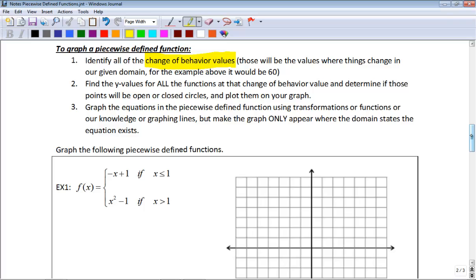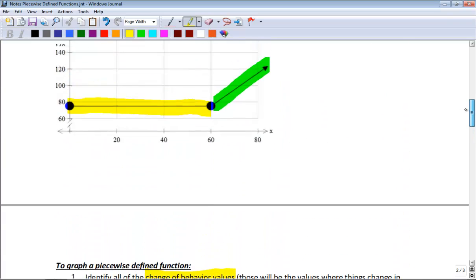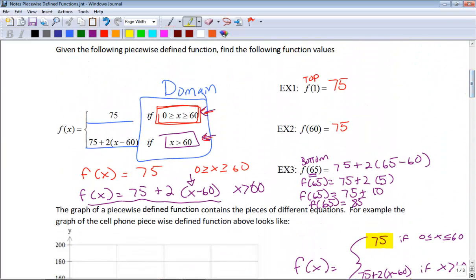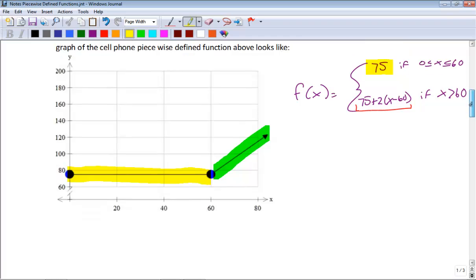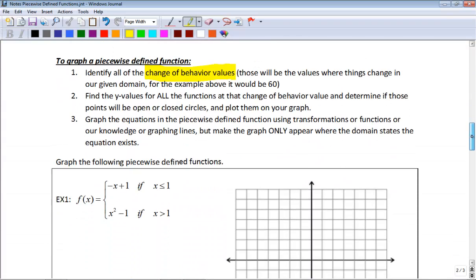For example, the one that we looked at above, the cell phone, things changed at 60. So if you look here, we were one function between 0 and 60, and we were a different function when we were larger than 60. So the change of behavior value is going to be found in the domain, and it's where things change.